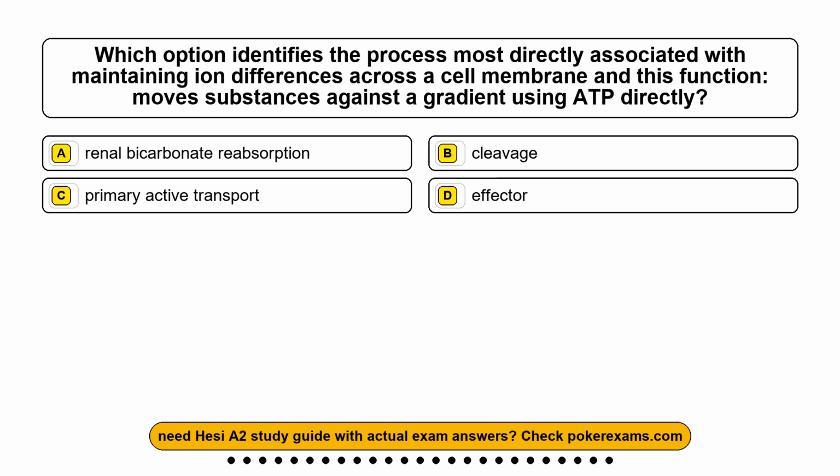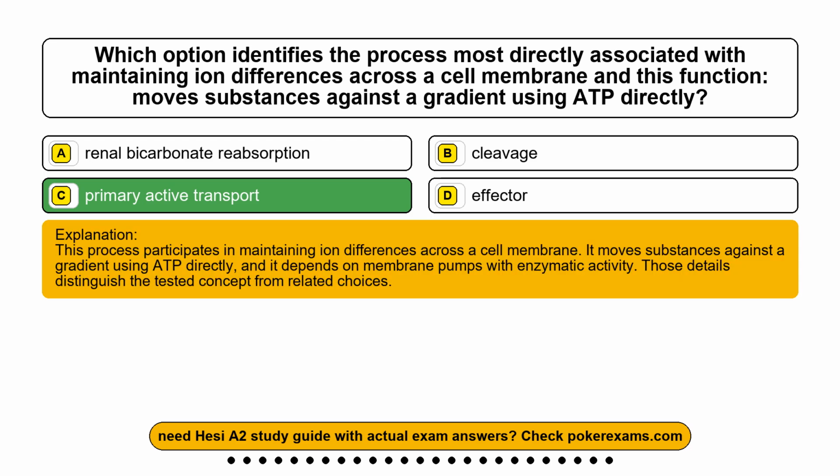Question 7. Which option identifies the process most directly associated with maintaining ion differences across a cell membrane and this function, moves substances against a gradient using ATP directly? Option A, renal bicarbonate reabsorption. Option B, cleavage. Option C, primary active transport. Option D, effector.